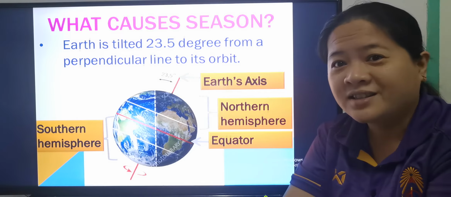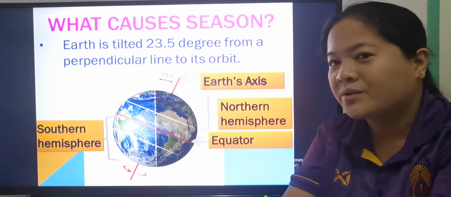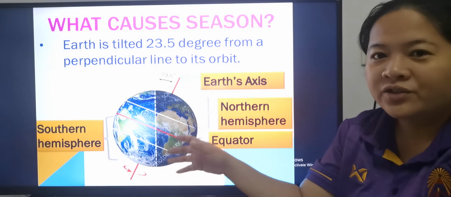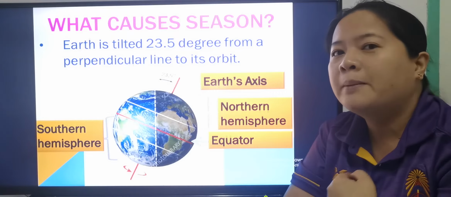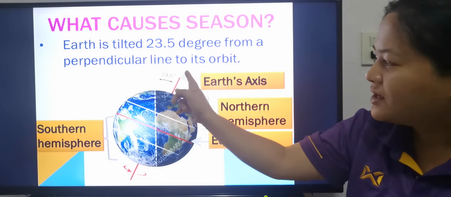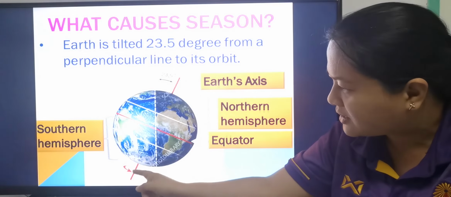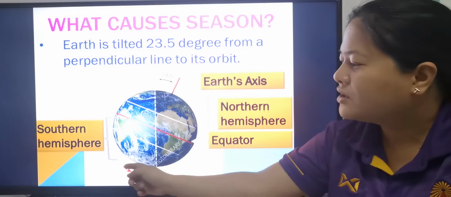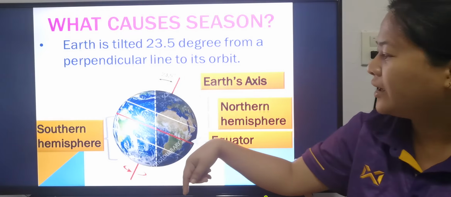So what causes seasons? We have to understand first why we have seasons. If you look at the picture, you can see that the earth is tilted 23.5 degrees from a perpendicular line to its orbit. This is Earth's axis. It's an imaginary line. This is where the Earth rotates around itself.